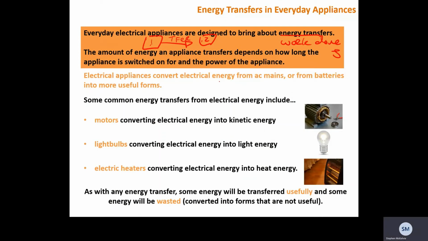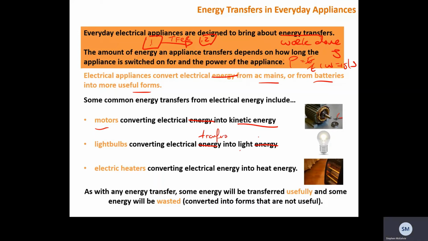The amount of energy an appliance transfers depends on how long the appliance is switched on for and the power of the appliance. The power, and we'll come on to this in a second, is the amount of energy divided by the amount of time. 1 watt is equal to 1 joule per second. Electrical appliances convert electrical transfers from the AC mains or from batteries into more useful forms. For example, motors converting electrical transfers into kinetic energy. Light bulbs converting electrical transfers into light transfers.